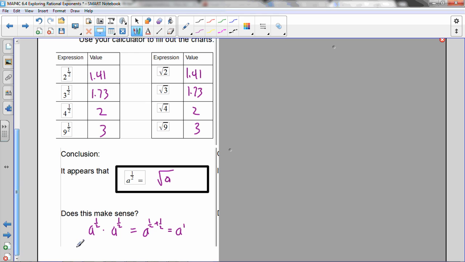But think of it this way. I could think of it as, what's the square root of a times the square root of a? Well, that's just the square root of a squared. And if I were to square root something, then square it, I'm just going to get a back. So these things are the same. So that means these things are the same. A to the exponent half means square root.